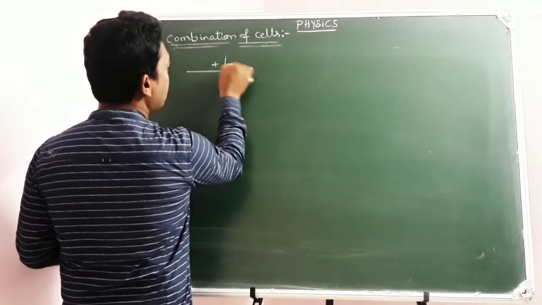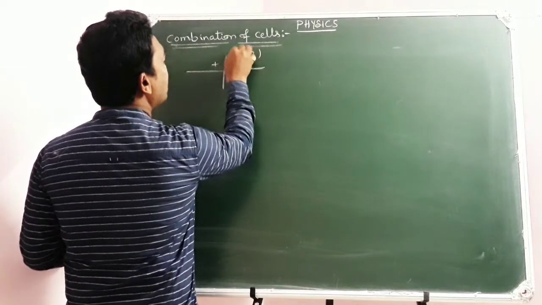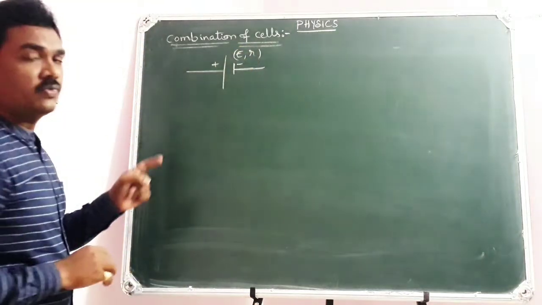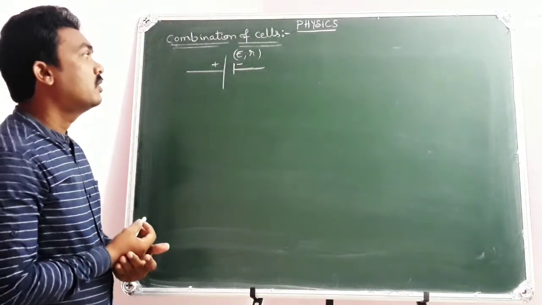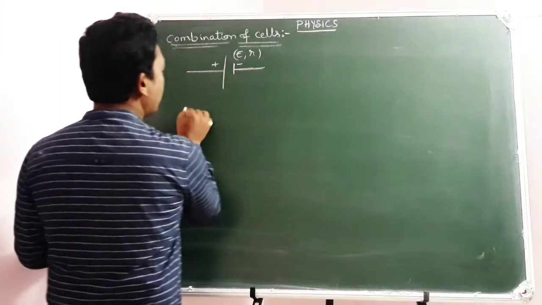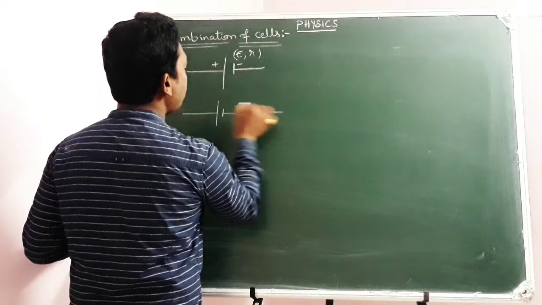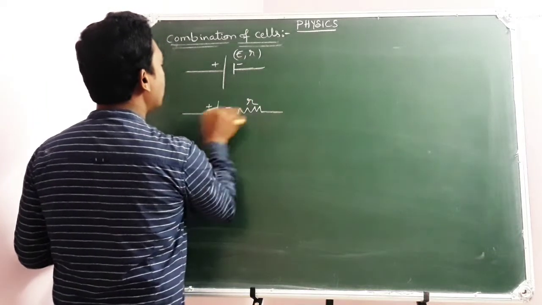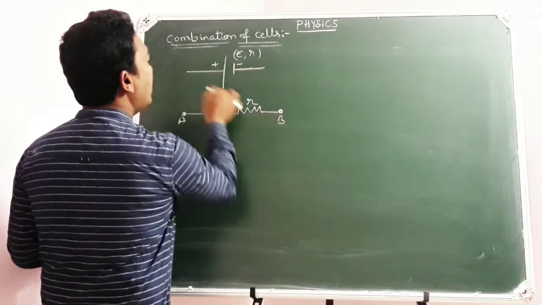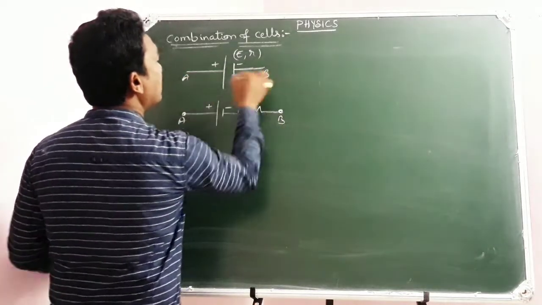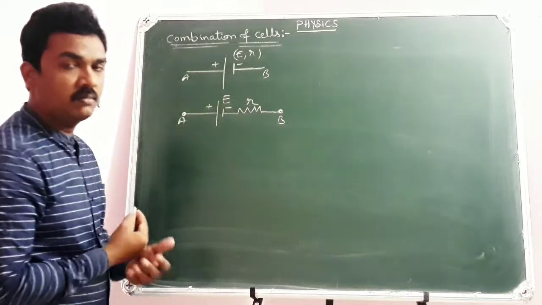It will be mentioned in this way. E stands for EMF of the cell, r stands for internal resistance. Of course, if you want, you can even mention it in this way. Here it is. In this way also you can mention. A, B are the terminals of the cell, having the EMF E and the internal resistance r.